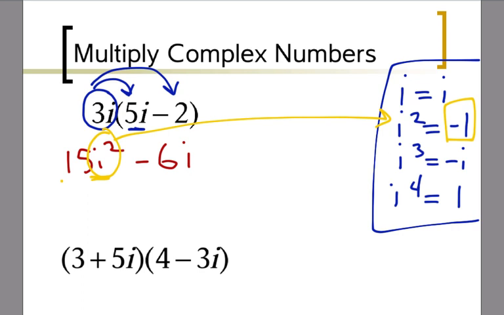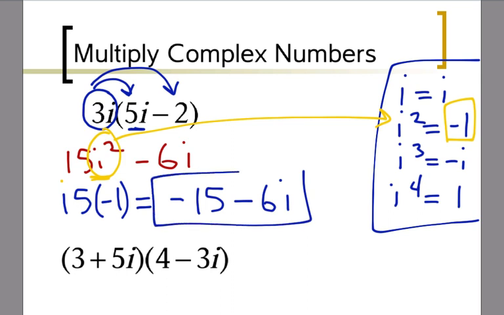So when you see this, it's actually 15 times negative 1, which should just give you negative 15, and then I just have my minus 6i. So this is my simplified solution. Again, the real part is in front of the imaginary part. The negative 15 is in front of the negative 6i. So that's your final solution there.